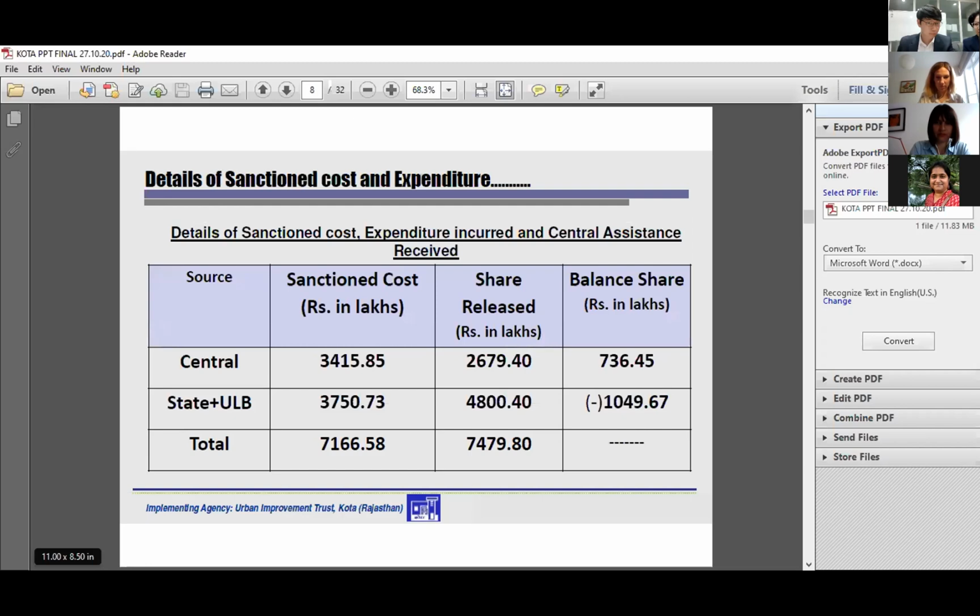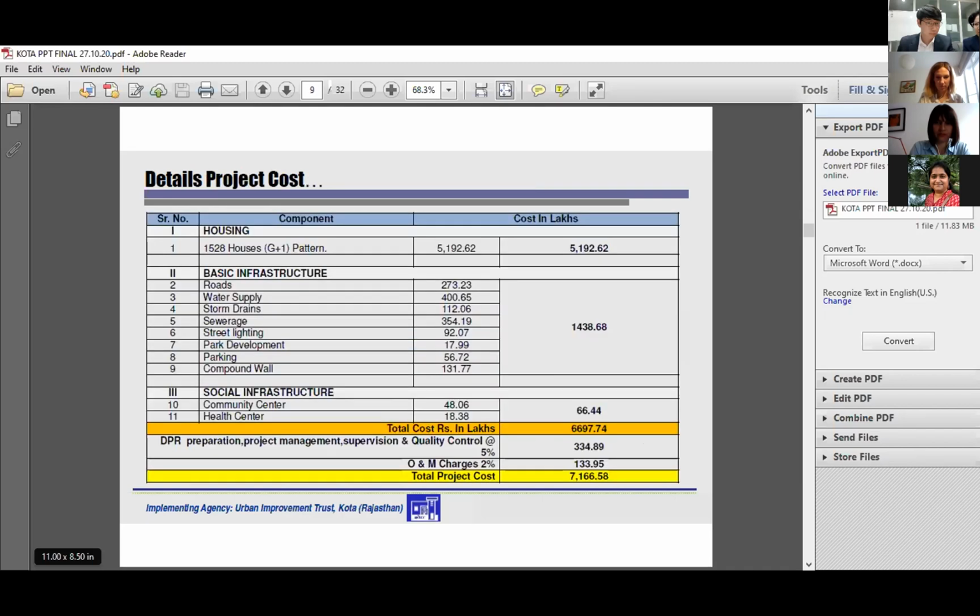So this is the detail of the sanctioned cost and actual expenditure incurred. We have yet to receive the central share in this project, and we have incurred about more than 1,000 lakhs as compared to the sanctioned cost. This is the component of the scheme. Besides construction of houses, all the basic civic amenities like roads, water supply, storm drains, sewerage, STP, street light, park development, parking, compound wall, community center, and health center were provided in the scheme.